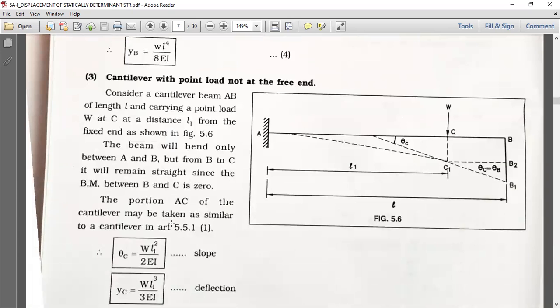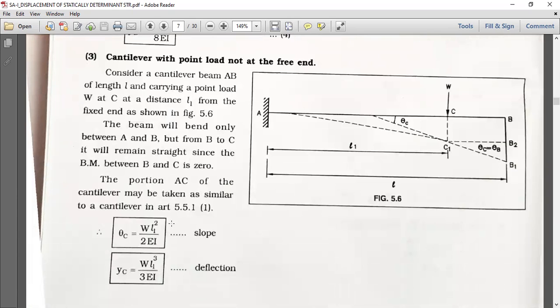Now, another example, a cantilever with a point load not at the free end. We can discuss it in the next lecture.